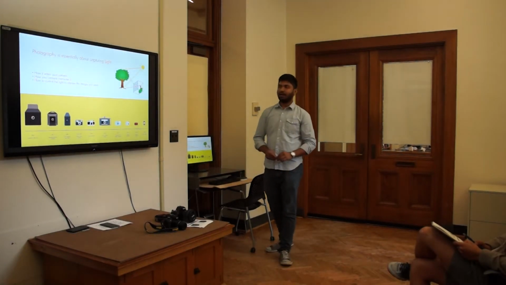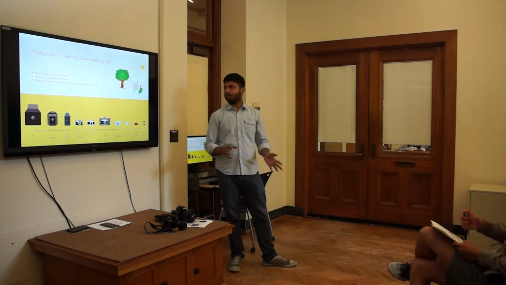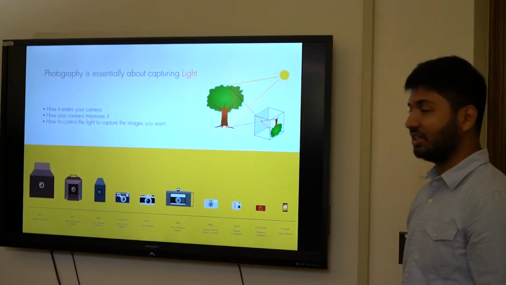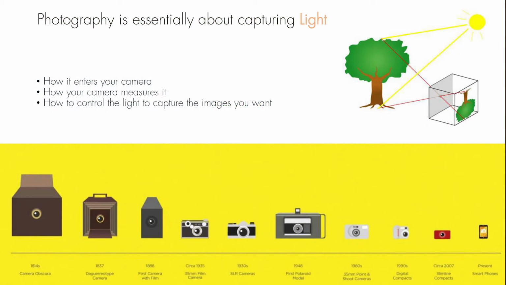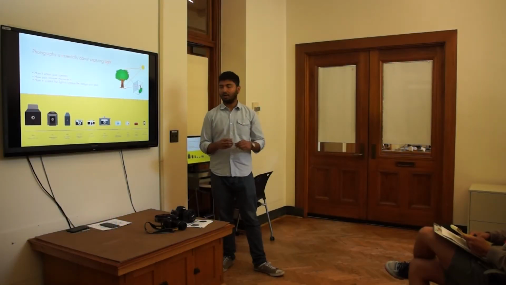So before I talk about camera lenses in particular, I'd like to tell you a little bit about photography in general. Photography is essentially about capturing light, right? It's all about light. So when we talk about photography, camera in particular, you should know three important things. That is how light enters your camera, how your camera measures it, and how to control the light that is entering the camera in order to capture the pictures you want.